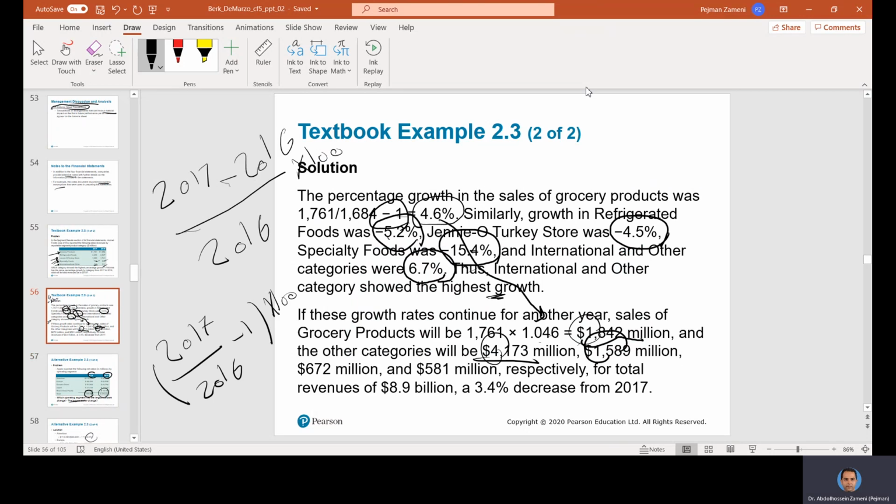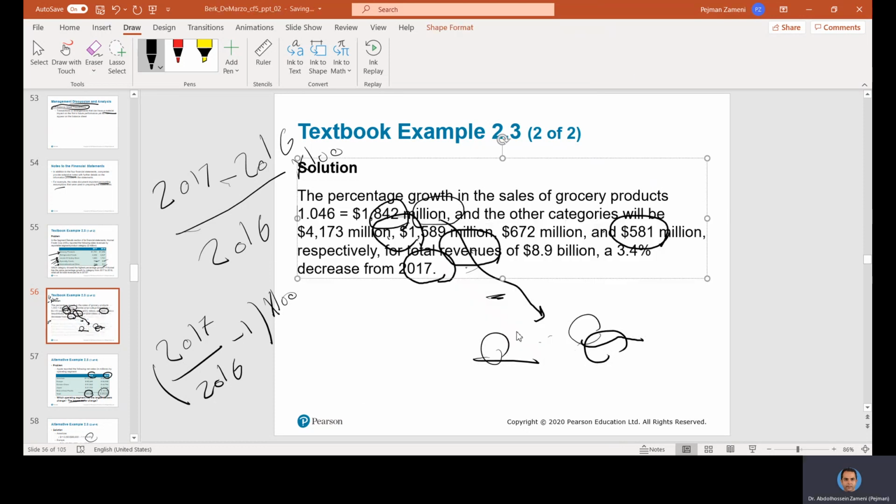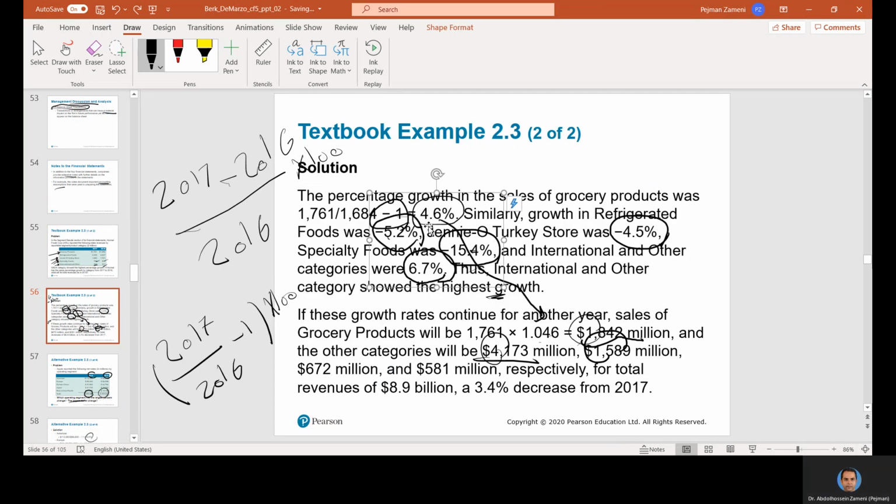Okay, it's easy. We're just going to calculate the simple ratio. The percentage growth in the sales of grocery products was 4.6%. How do we calculate this percentage? It means the number in 2017 minus the number in 2016, divided by 2016, multiplied by 100. Another way of doing it is 2017 divided by 2016, minus 1, multiplied by 100.